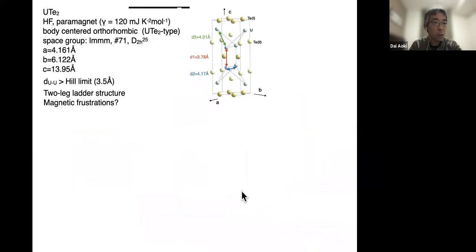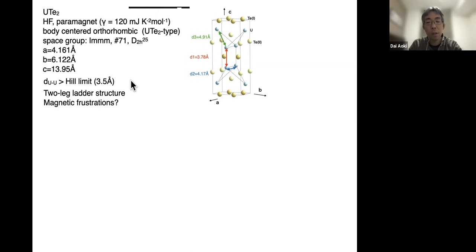Now I want to show you the basic properties of uranium ditelluride. So this material is a paramagnet, a heavy fermion paramagnet. The gamma value is 120 millijoule, and the crystal structure is body centered. So this is the crystal structure, and the C axis is longer than the AB axis, and here it shows the distance between the first nearest neighbor, second nearest neighbor, and third nearest neighbor. So the first nearest neighbor is larger than the Hill limit. So we can naively consider magnetic order, but in fact it is not.